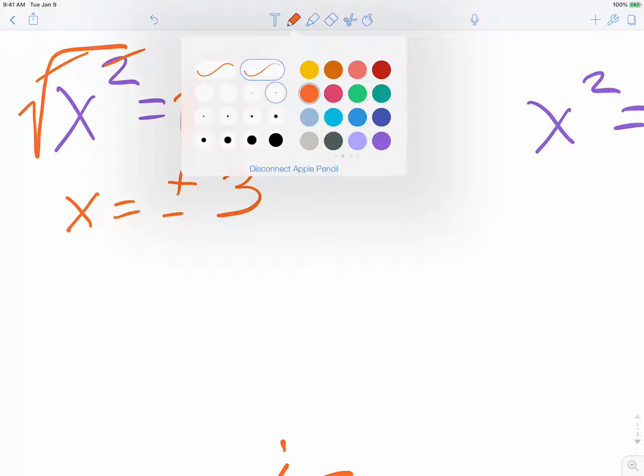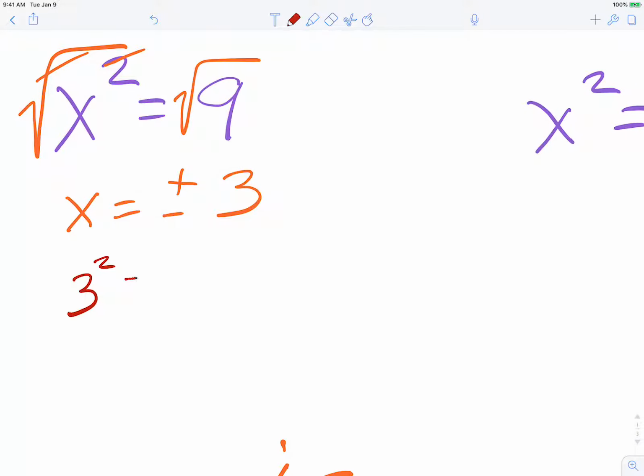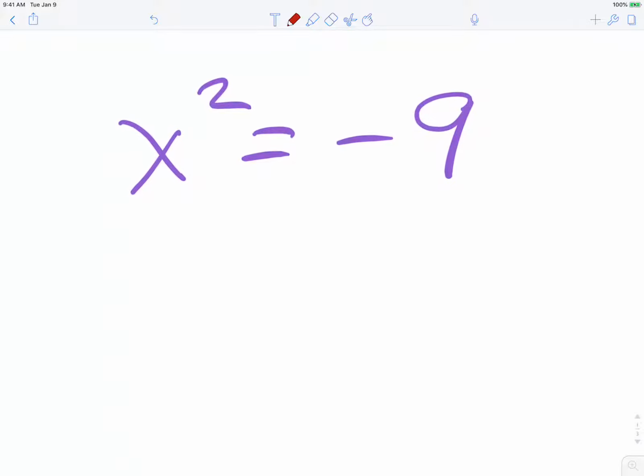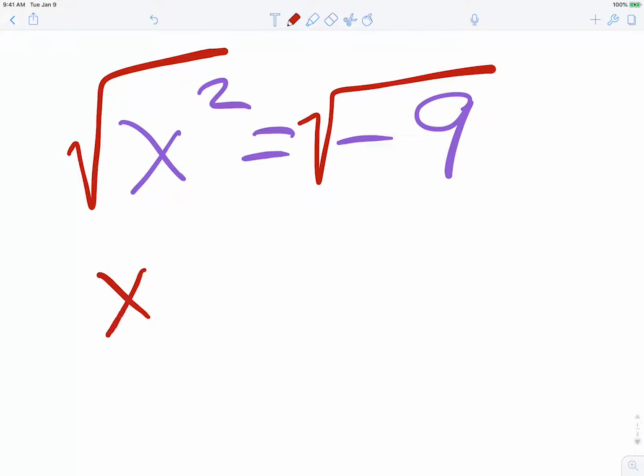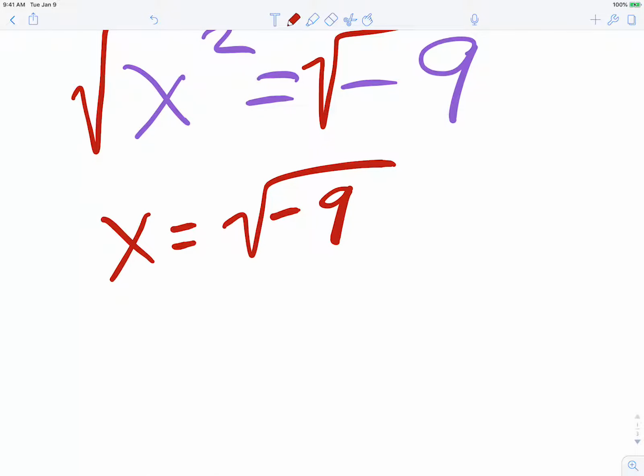Now the reason it can be positive or a negative 3 is that 3 squared equals 9 and negative 3 squared equals 9. But let's say that our problem was x squared equals negative 9. If we take the square root of both sides, we have that x equals the square root of negative 9. Well, if you have two numbers that are supposed to multiply to negative 9, they can't be the same number, because a negative times a negative is a positive and a positive times a positive is a positive. But what we can do is write this as an imaginary number.